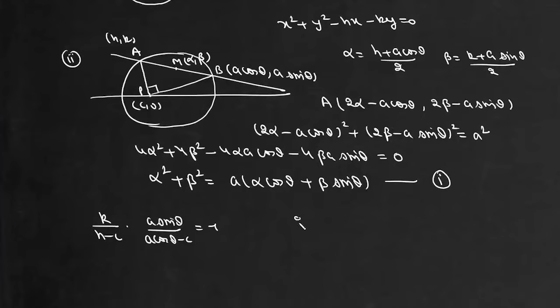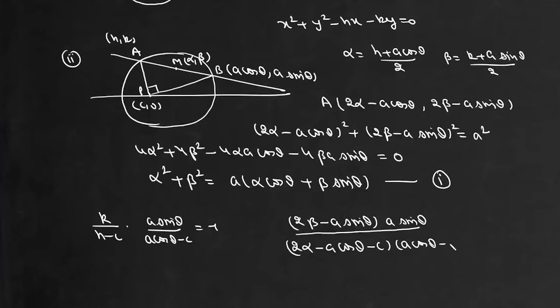So it will be this 2 beta minus a sin theta into a sin theta upon h minus c. So it will be 2 alpha minus a cos theta minus c into a cos theta minus c, and this is equal to minus 1.